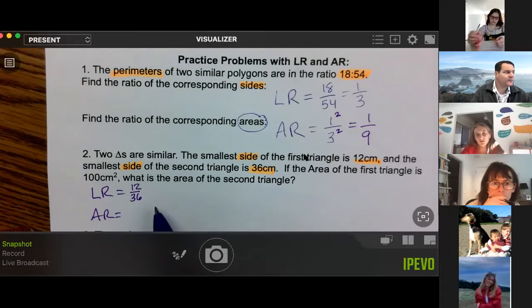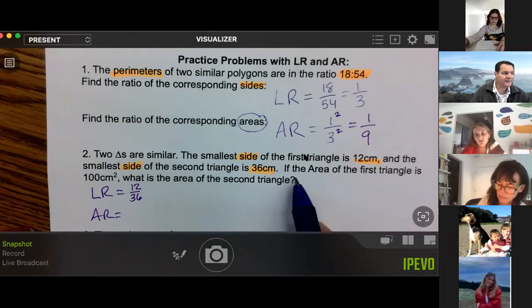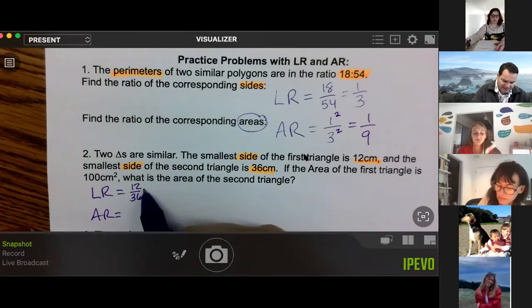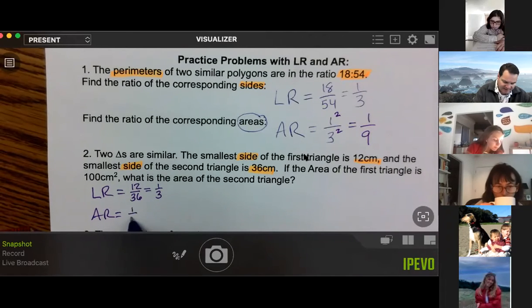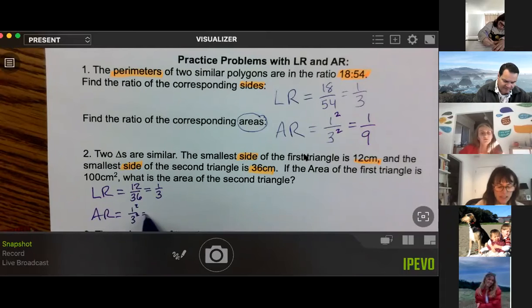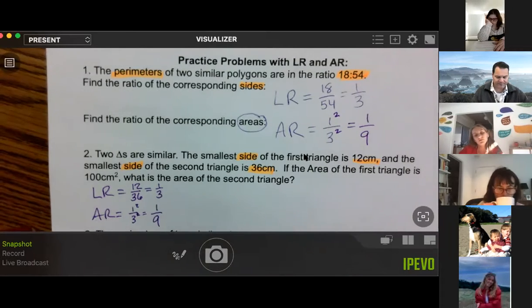Okay, so back to this. My LR is 12 over 36 because those are the numbers given to me. I'm going to reduce it because it's easier to work with. So 12 goes into 36 again, it's 1 over 3. Once I get my length ratio, always, always, always, I just square the top and square the bottom to get the area ratio, 1 over 9.